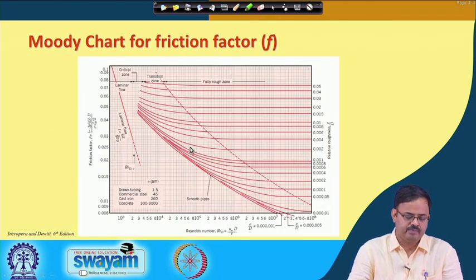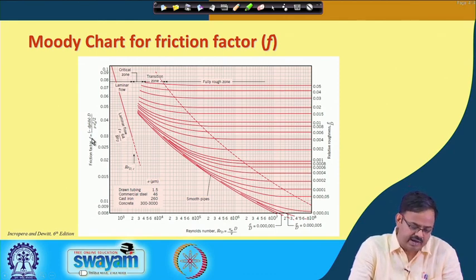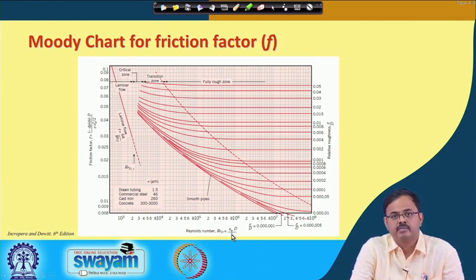This is a Moody chart. The y axis is F. For laminar flow, which is up to around 2000, some people say 2200, but that is what it is, for Reynolds number up to 2000, it is 64 over the Reynolds number. But thereafter, if it is turbulent, then you have to read the friction factor from these curves.